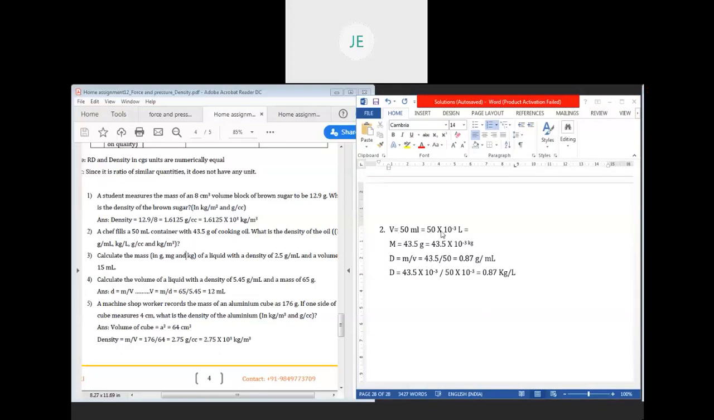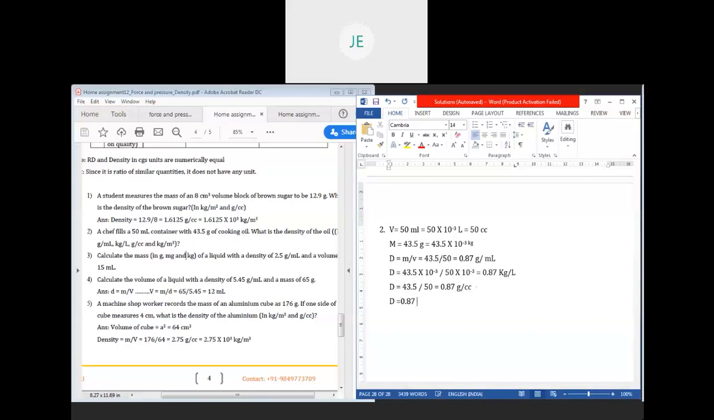Third part of the question in gram per cc. So volume you convert it into cc. 50 ml is nothing but 50 cc. We have already learned that. So then again density is equal to 43.5 grams by 50 cc, which is again equal to 0.87 gram per cc.